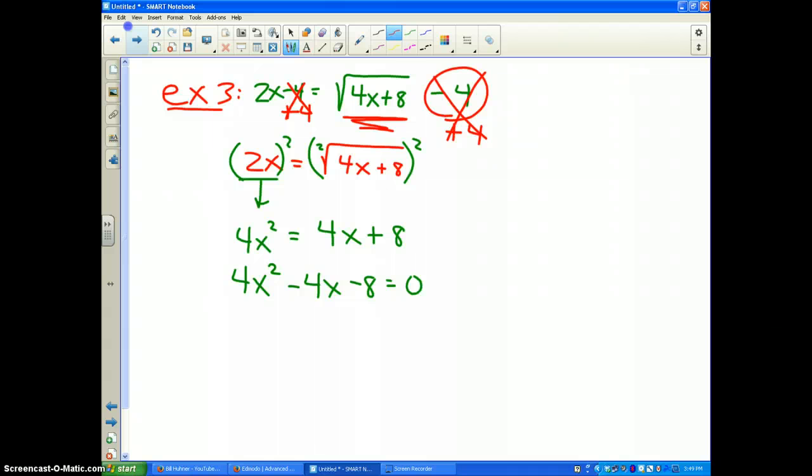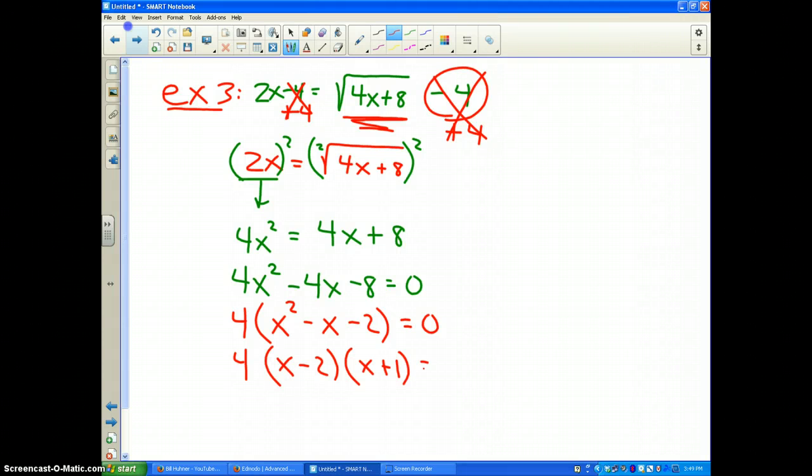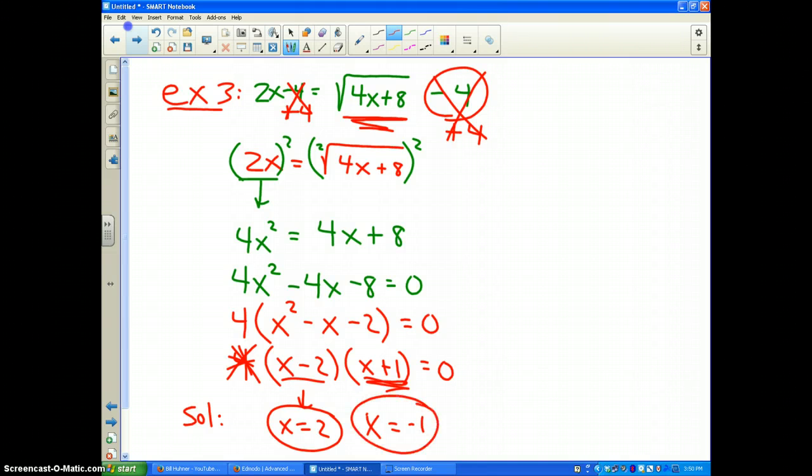And I'm going to factor out the common term, which is a 4. So I get x squared minus x minus 2 equals 0. And continuing to factor, this becomes x minus 2 times x plus 1 equals 0. So what are our potential solutions? The 4 doesn't matter because 4 cannot equal 0. X minus 2 can equal 0, and therefore that will give us an answer of x equals 2. And x plus 1 will give me an answer of x equals negative 1.